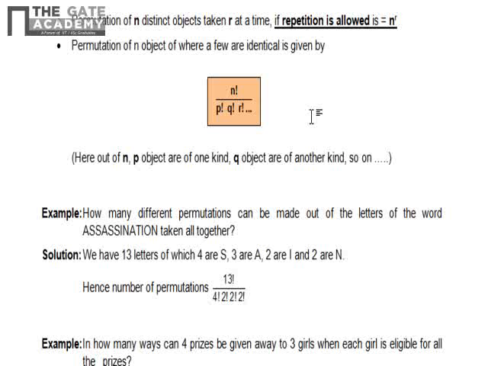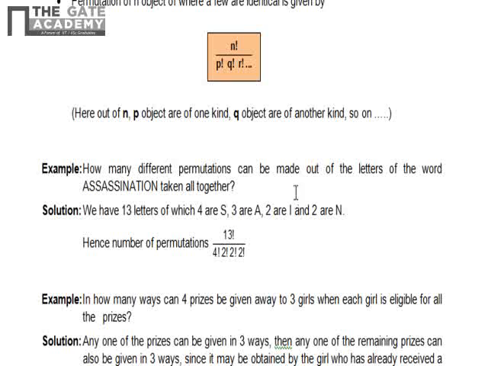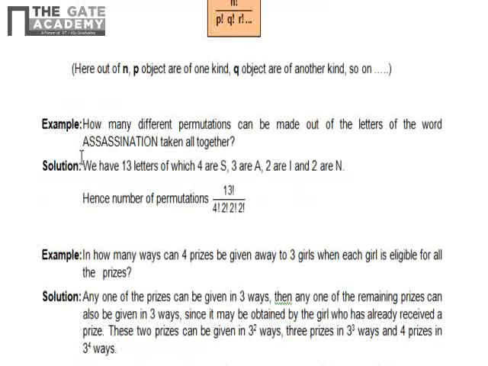Here out of n, p objects are of one kind, that means p is getting repeated, q is getting repeated. P number of times one object is getting repeated, q number of times another object is getting repeated, and so on. To understand this, we'll see a very good example. How many different permutations can be made out of the letters of the word assassination taken all together? In assassination there are 13 letters.